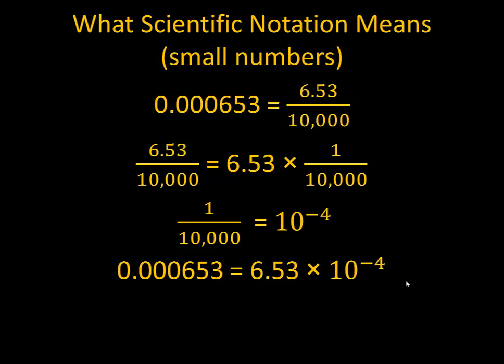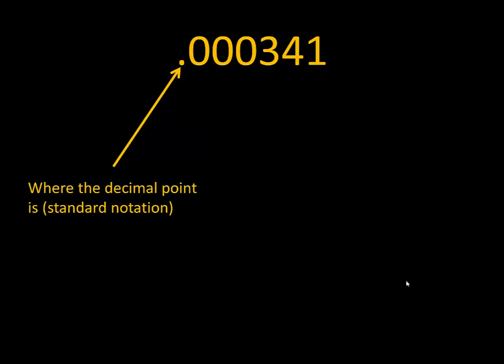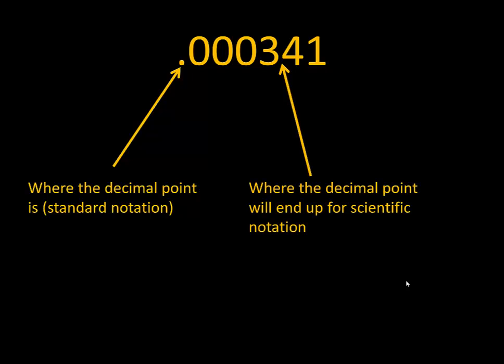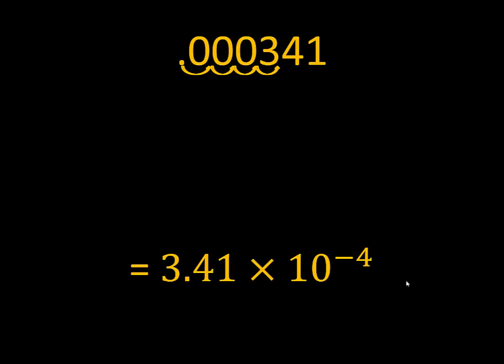Now let's look at the easier and quicker method to convert a small number. We start off looking at where the decimal point is in standard notation, and look at where we will want it to be for scientific notation. It will have to be moved 4 places. So we'll have an exponent of 4 on the 10, but because this number is less than 1, it's between 0 and 1, we'll want a negative exponent, so that 0.000341 we would write as 3.41 times 10 to the minus 4th.